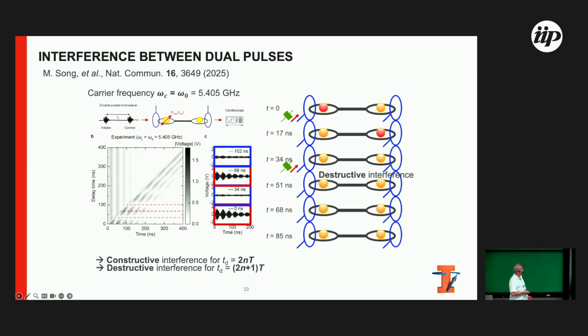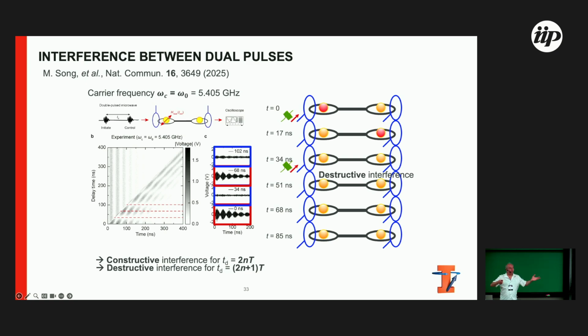Now we can use multiple pulses. We can take 2 pulses. And now what we see is, depending on the time difference between the pulses, we can have either constructive interference or destructive interference. Really what we see is that we maintain coherence of this coupled mode over a long time. So this all bodes well if you want to do some coherent manipulation of the magnetic modes in these kinds of systems.